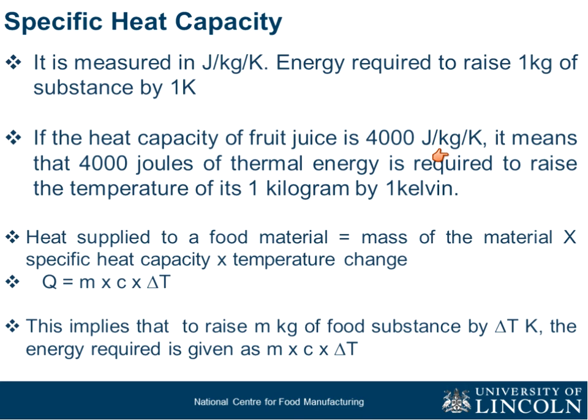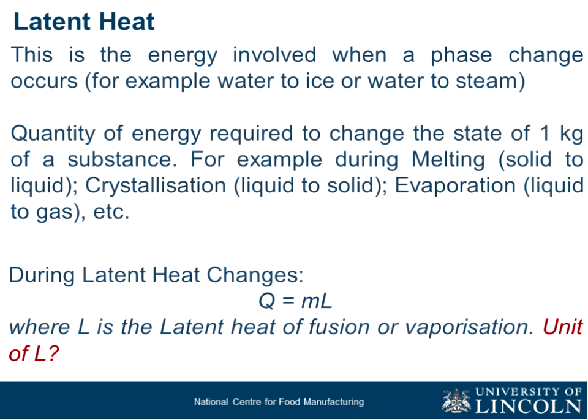Looking at the unit, and we said that this applies to food material, the heat is defined as the mass of the material, multiplied by specific capacity, multiplied by temperature change. And I said this is only limited to sensible heat changes. For latent heat changes, there's no change in temperature, therefore you will use a different formula. The formula to use for latent heat changes is Q equals ml, mass of the substance multiplied by latent heat, whether for fusion or vaporization.